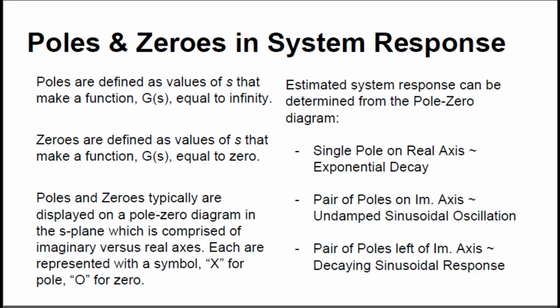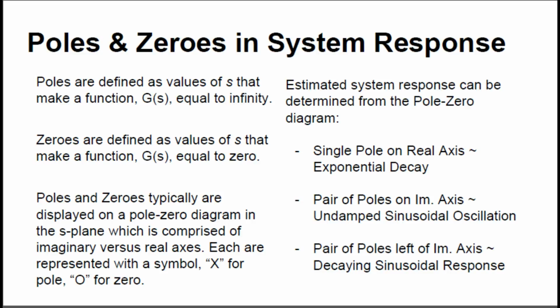Zeros are defined as values of S that make a function, specifically the transfer function in this case, equal to 0. That just means take the numerator of your transfer function, set it equal to 0, and solve for those values of S, and you found the zeros of the transfer function. I failed to mention that for the poles. That's what you're essentially doing there also, except you're doing it with the denominator of the transfer function. Take the denominator, set it equal to 0, and solve for S, and that tells you the poles of that transfer function. All right, now let's talk about why those are important.